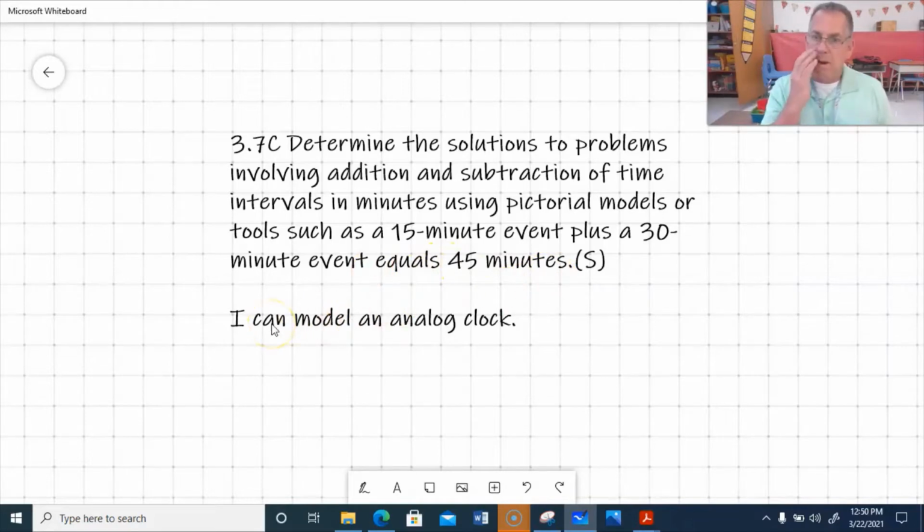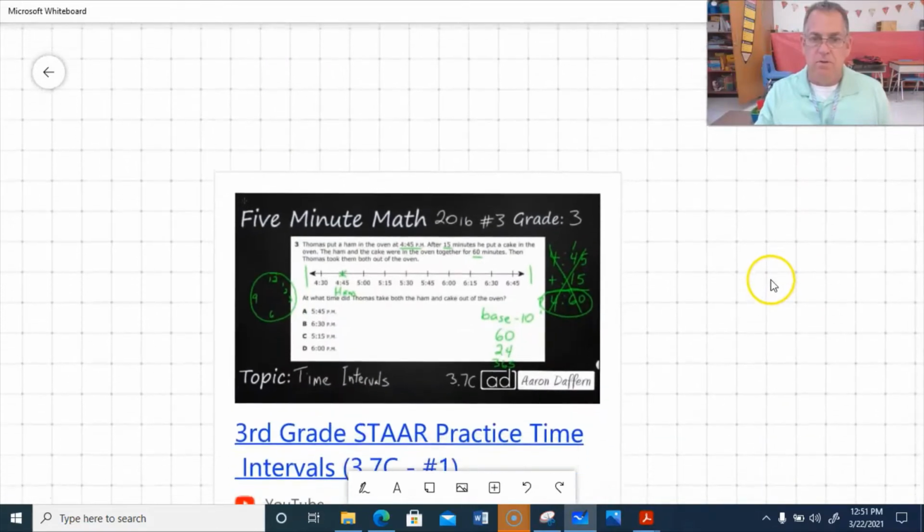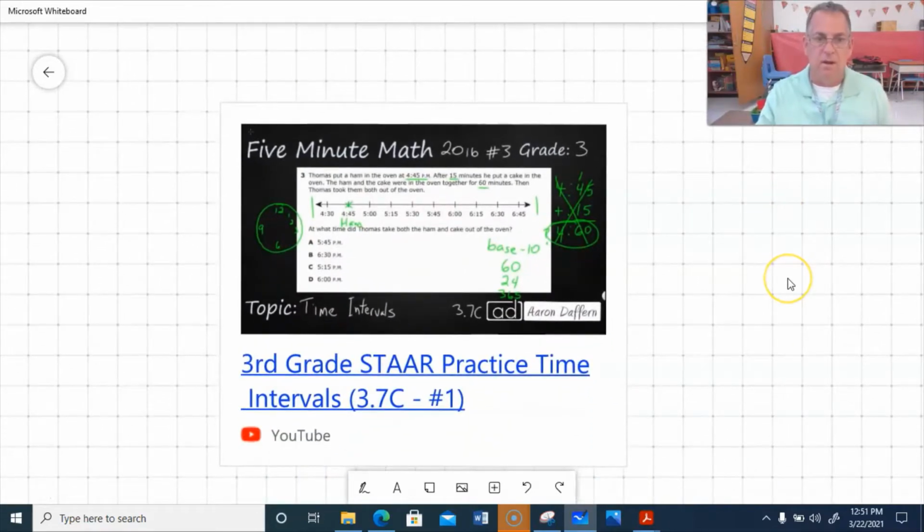And what we're going to work on today a little bit, or one of the skills we're going to use, is I can model an analog clock. And I think that's probably one of the easiest ways to deal with the time intervals in the third grade. So let's go ahead and get ready to watch this video by Aaron.